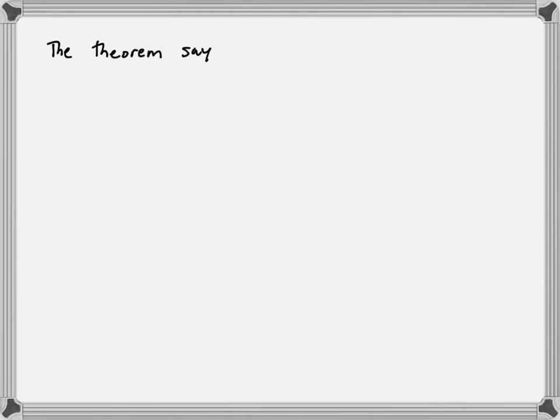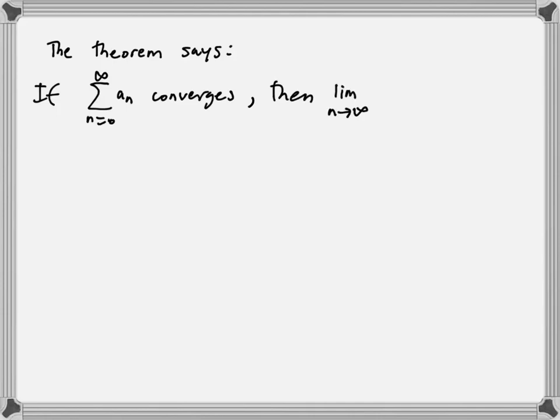The theorem says that if this guy converges, then the limit as n goes to infinity of an is equal to 0. Now, does this mean that we have a way now to tell easily if something converges? So is the converse true? What does converse mean?